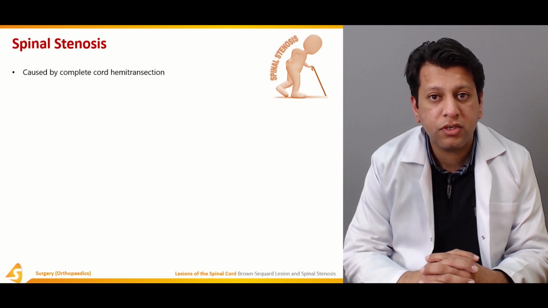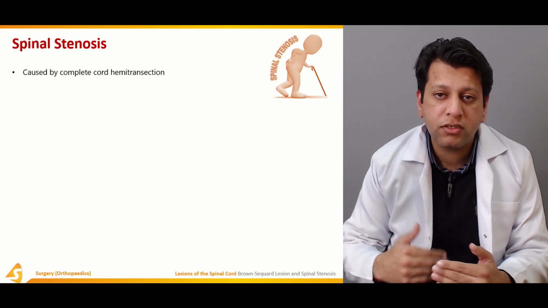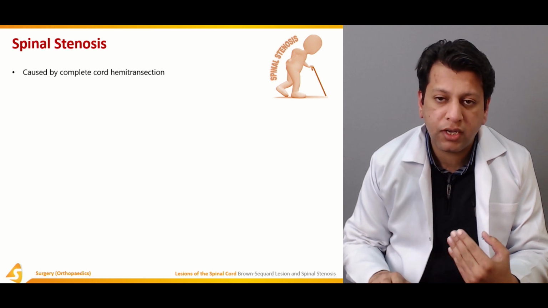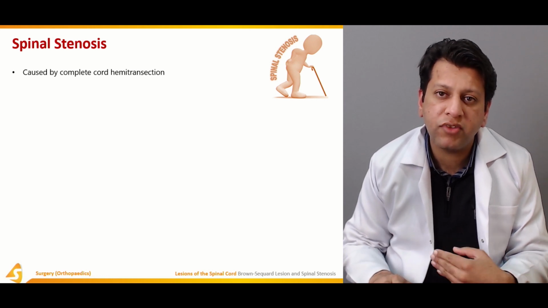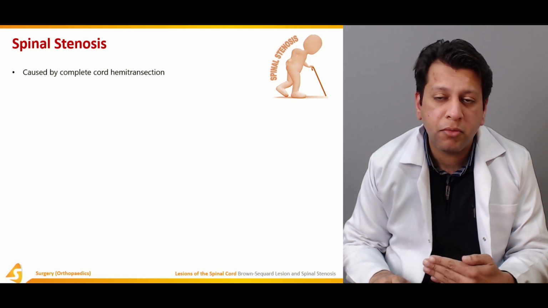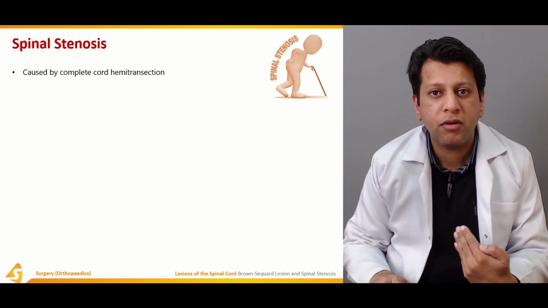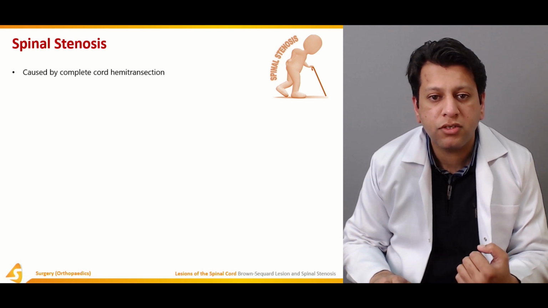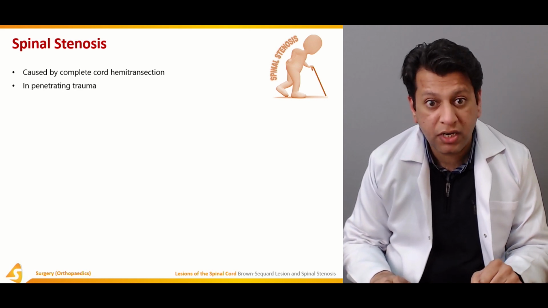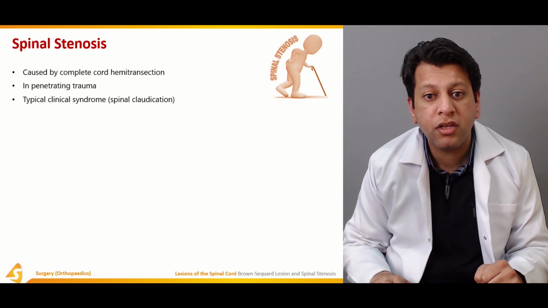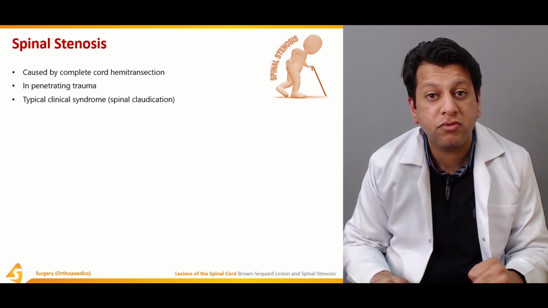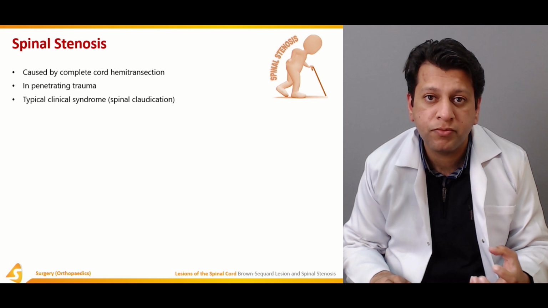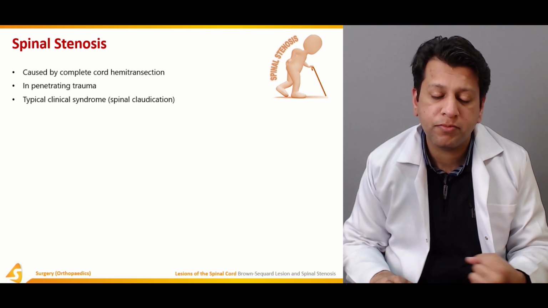Now, the difference is that transection in the anterior to posterior plane results in Brown-Sequard syndrome. But if either the anterior or posterior half of the cord is lost, this may result in spinal stenosis. It's usually in penetrating trauma. The typical clinical syndrome is associated with spinal claudication or neurogenic claudication.